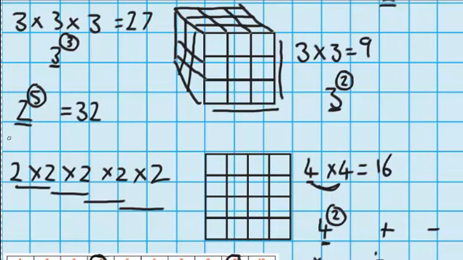You can see just by looking at these why we sometimes use 2 to the power of 5 rather than writing out all of these numbers here. See how much more compact this is here.